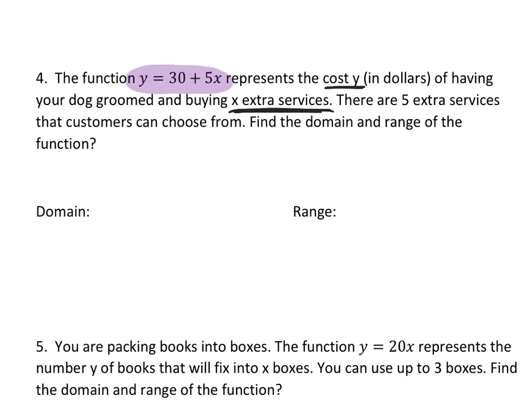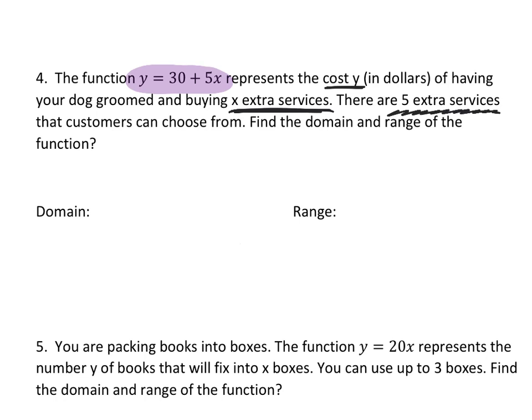Okay. There are 5 extra services that customers can choose from. So let's say we are literally taking our dogs to this groomer to get groomed. On top of getting groomed, they could also get their toenails trimmed, their toenails painted, their hair done, or what are some other things you can do at a groomer? Get their dog dyed, okay? Maybe you want a pink dog. So those are the 5 extra services we could get done at this groomer. We need to find the domain and range of this function because we're a consumer. We need to know how much money we're going to spend here.